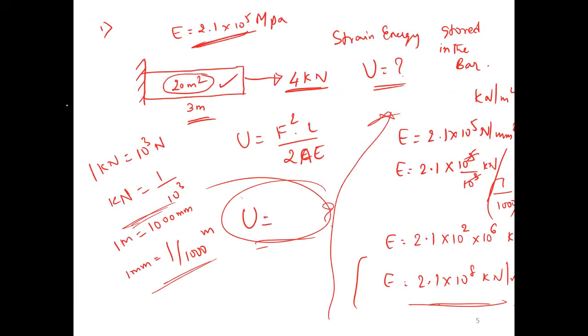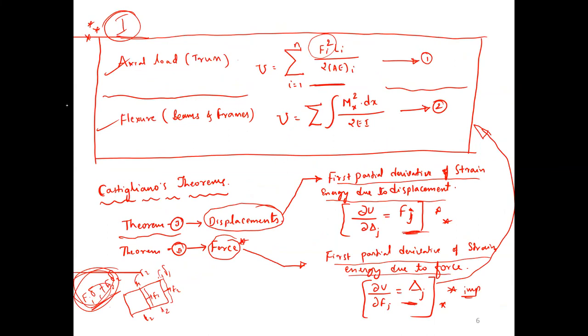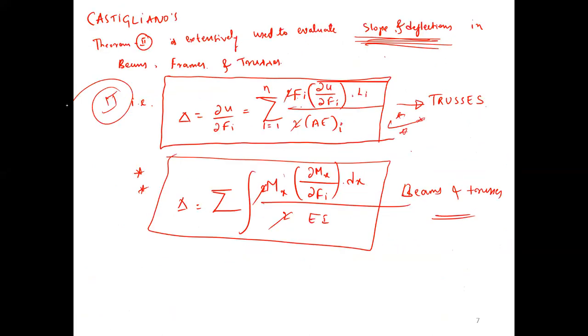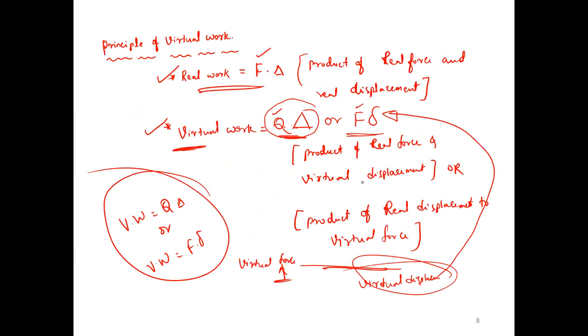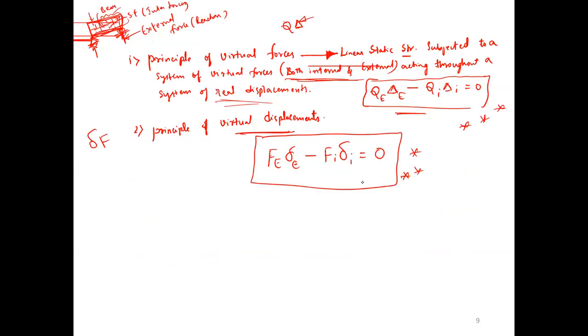Any doubts? See what we have discussed regarding Castigliano's first theorem and Castigliano's second theorem, as well as how to arrive at the truss equation using Castigliano's second theorem, and how to arrive at the beams and frames equations using Castigliano's second theorem. We also came to know what is meant by the principle of virtual work. Before this topic, we learned what is meant by real work and virtual work. Afterwards, we learned the principle of virtual forces and the principle of virtual displacements.